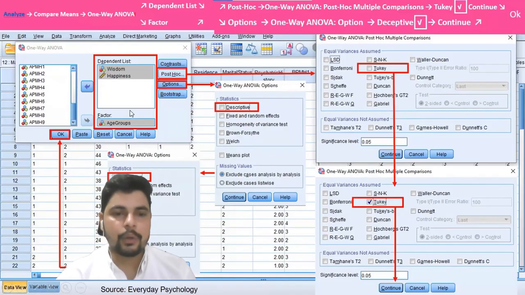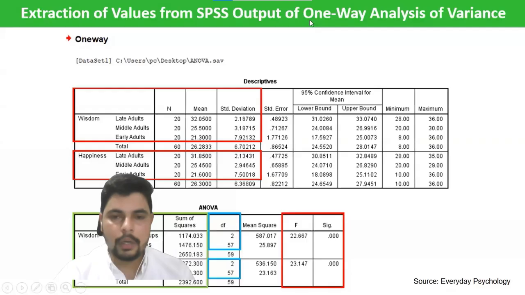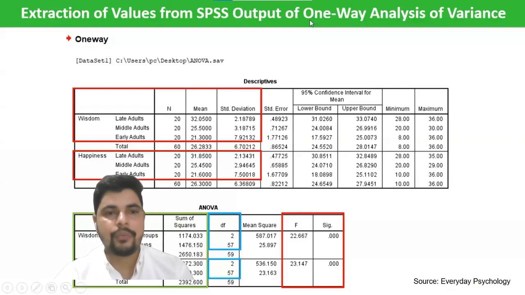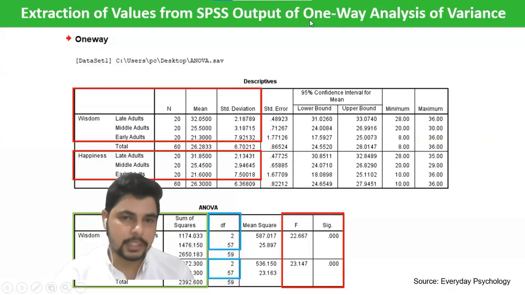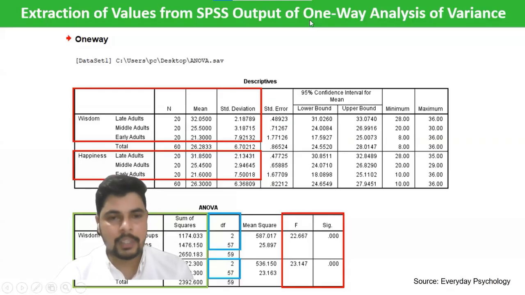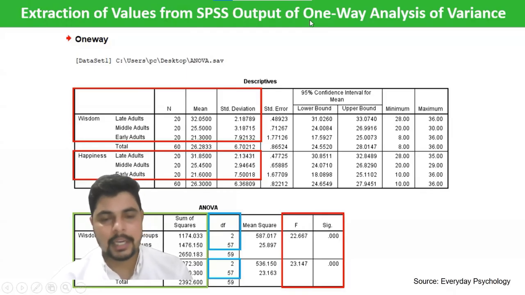When we continue, we click on Descriptives, and after that we click OK, and we find our analysis output results. In the output, again, we have the number of participants, that is 20. You can see that for wisdom there are three categories: late adulthood, middle adulthood, and earlier adulthood, and each group has 20 participants. So we got the mean of each group and the standard deviation. Then we move to the ANOVA table.